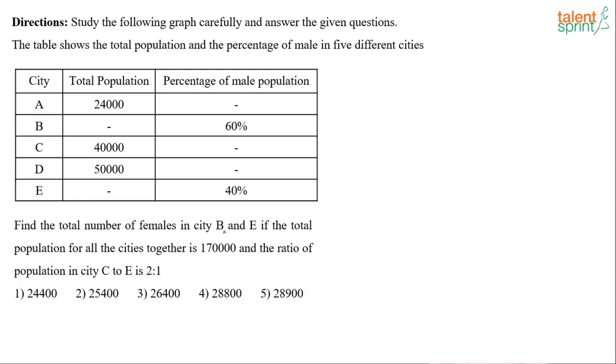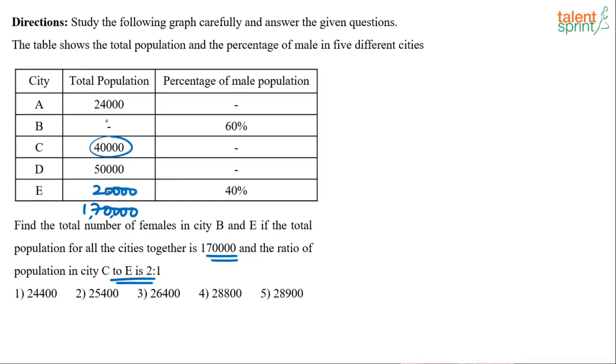Find the total number of females in B and E if the total population for all the cities together is 1,70,000 and the ratio of population in city C to E is 2 is to 1. So what does it say? Total population of all the cities is 1,70,000. And the ratio of population in C to E is 2 is to 1. Meaning, if C is 40,000, which is two parts, E will be one part, 20,000.